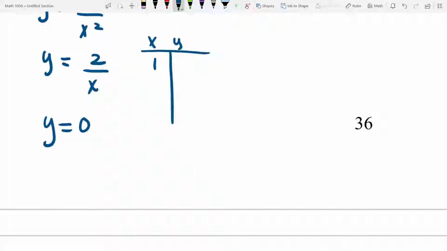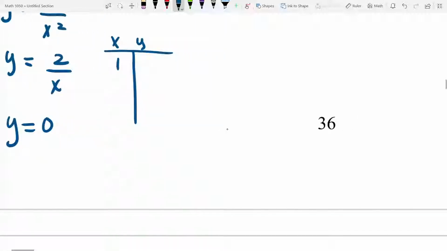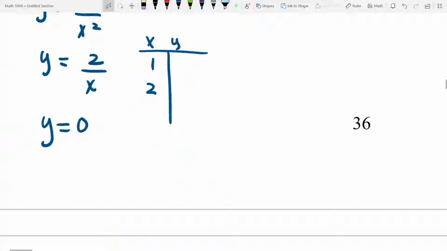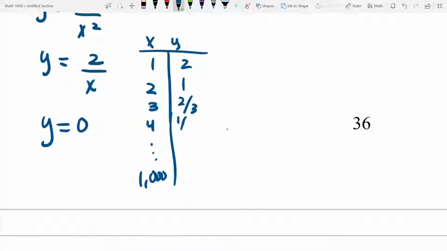I'm going to start x with a 1. Then it's going to get bigger. It's going to go to a 2, then a 3, then a 4, and then 1,000. So if I put in a 1, 2 over 1 is a 2. If I put in a 2, 2 over 2 is a 1. Put in a 3, 2 over 3. Put in a 4, 2 over 4, that's a half. Put in 1,000, that's 2 over 1,000, which is 1 over 500.